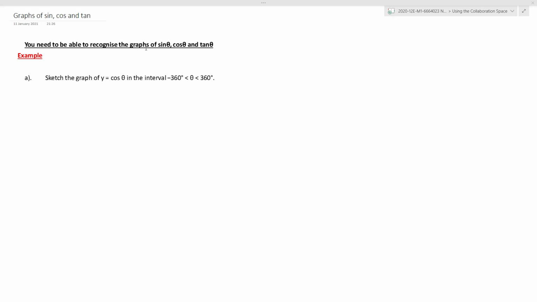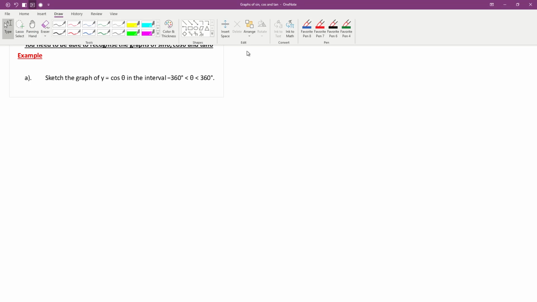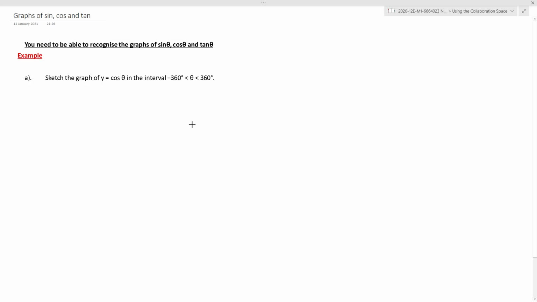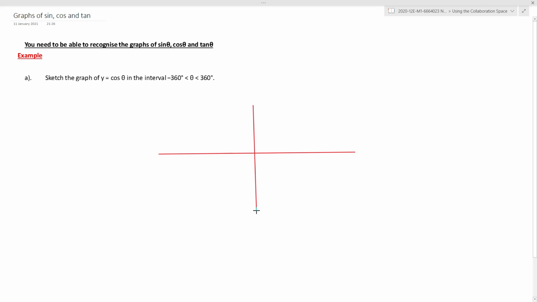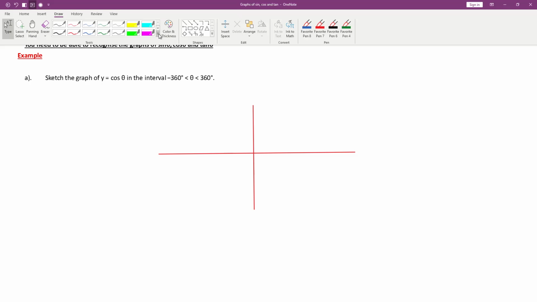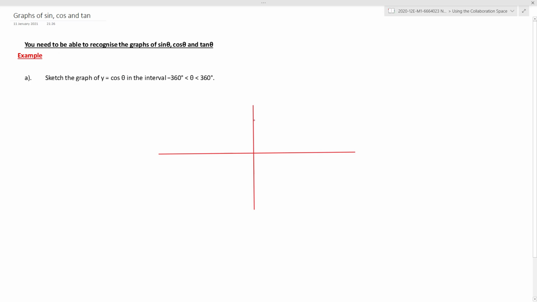Okay, so you need to be able to recognize and sketch these graphs at any time. So sketch the graph of y equals cos theta in the interval minus 360 to 360. So first, you need to sketch a grid. My x and y axes. Makes it a bit easier. And now, switch back to pen. So cosine curve, but any of these graphs, you need to be able to sketch them with ease. My axis isn't quite long enough. And a mirror on the other side. There we go. So that's a maximum of 1, minimum of minus 1.